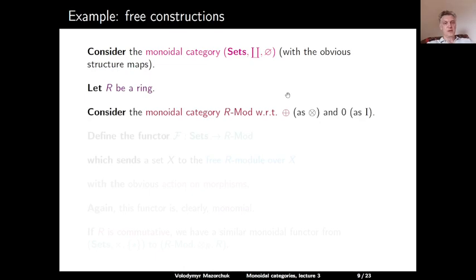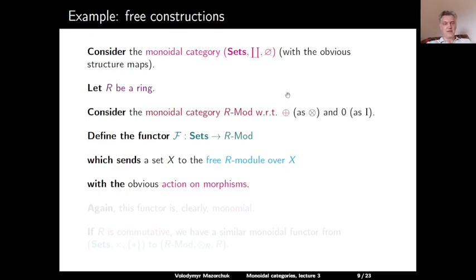Then we can consider the monoidal category of all R modules with respect to the direct sum as a tensor product, and the zero R module as the identity object. Now we define the functor curly F from sets to R modules, which sends a set X to the free R module over X, or a free R module with basis X. This functor is defined in the obvious way on morphisms, and this functor is easily seen to be monoidal.